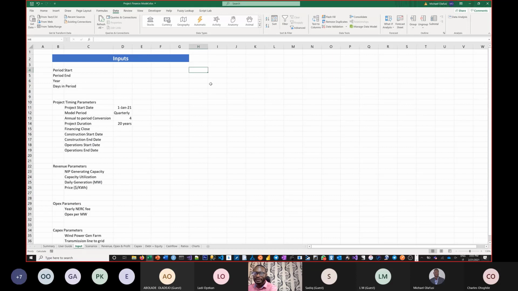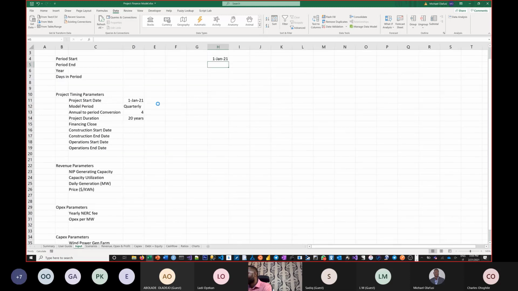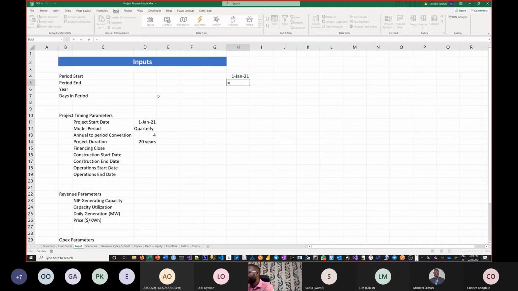So we have said the project starts. So project starts is going to be equal to project start date, obviously. And then the period end. So the period end is going to be EOMONTH, right? The project starts, and then we are going to use the periodicity that we have done.